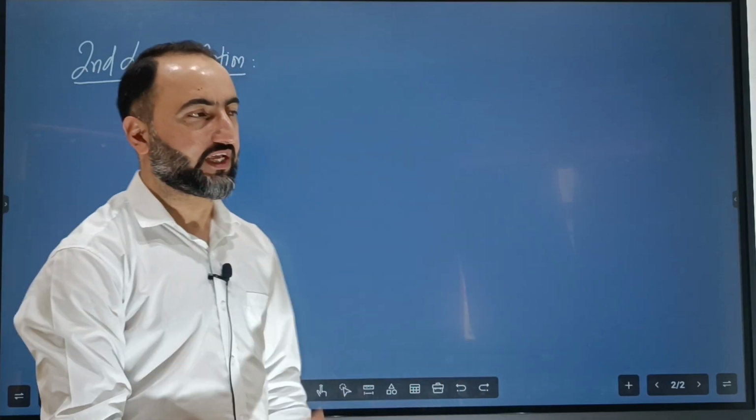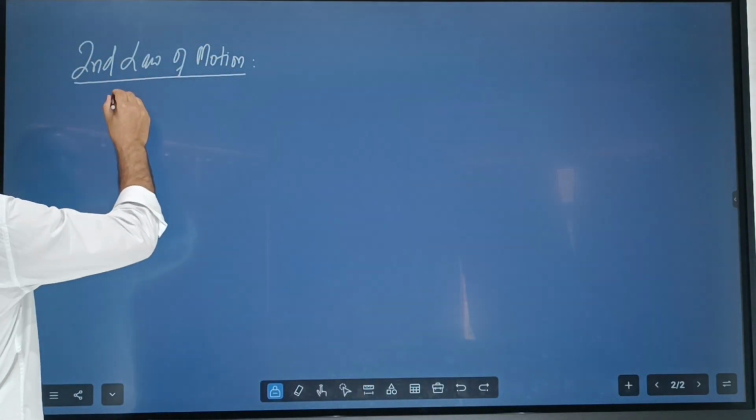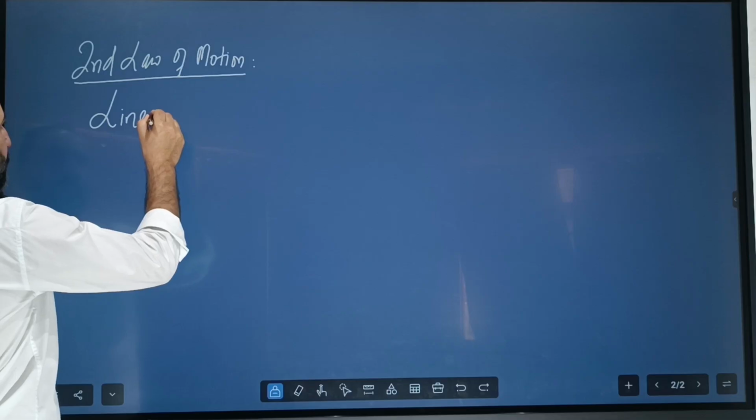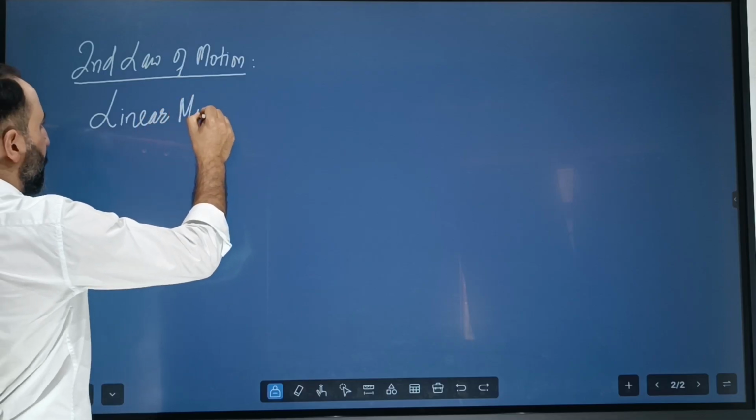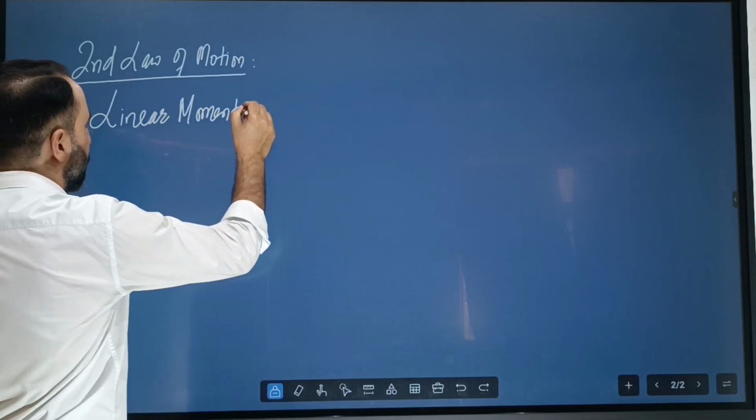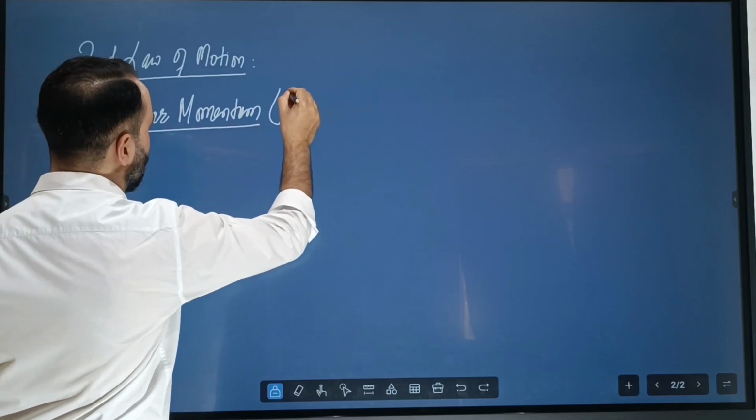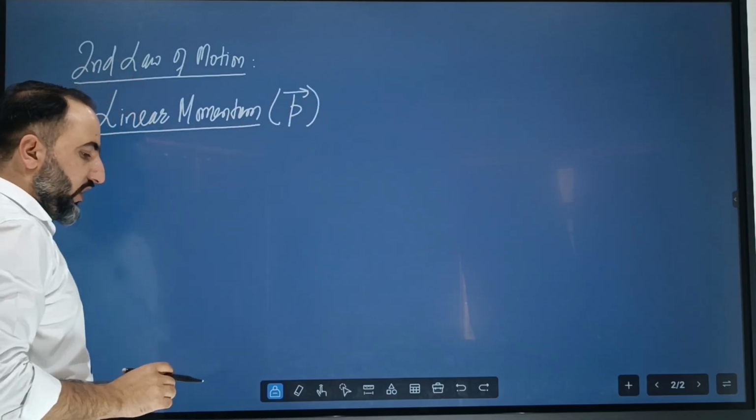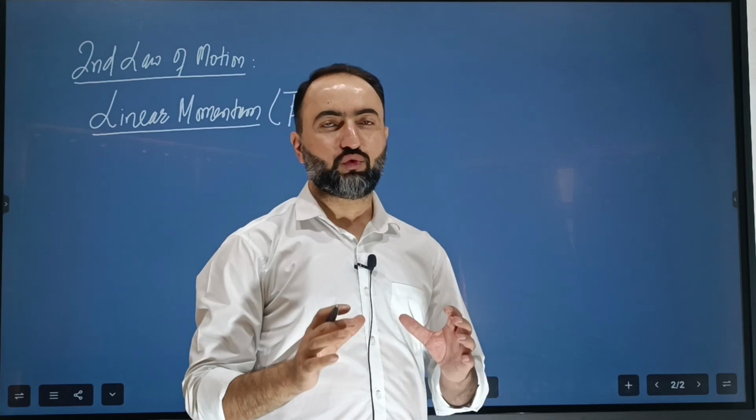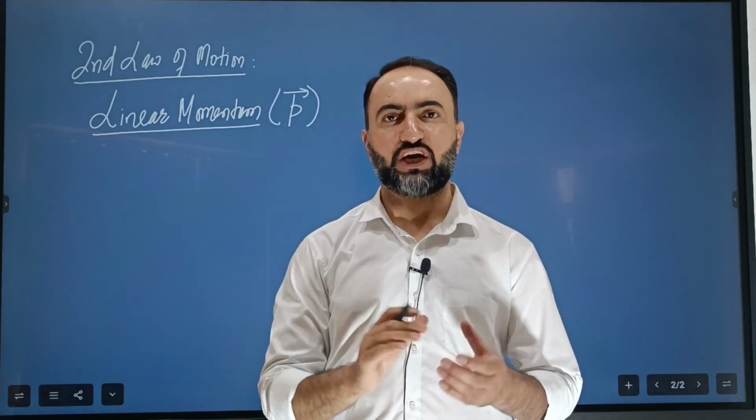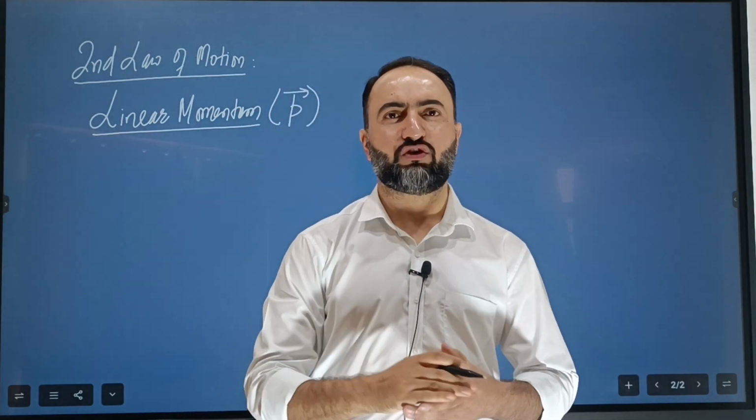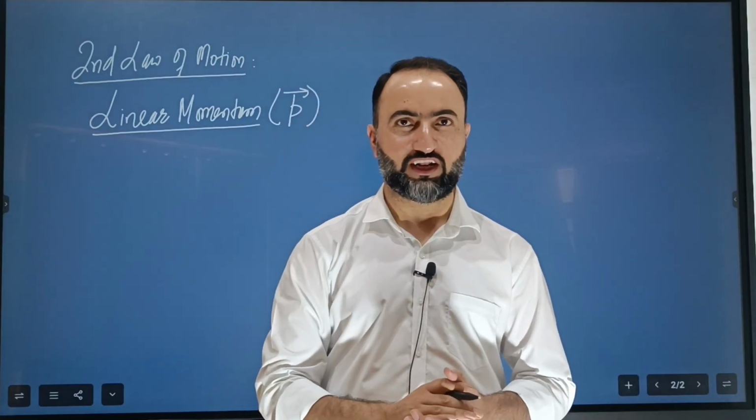What is linear momentum? Okay, so let me write down here linear momentum. All right, linear momentum is denoted by P. It's a vector quantity. Okay, so how do we define linear momentum? There are two definitions of linear momentum. Definition number one is this: it is defined as the total motion possessed by a body.